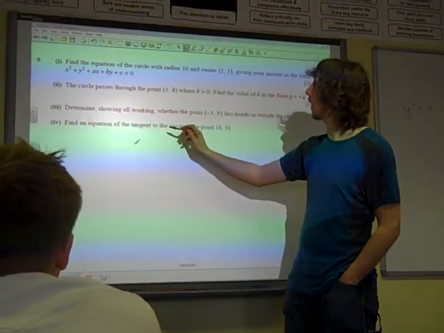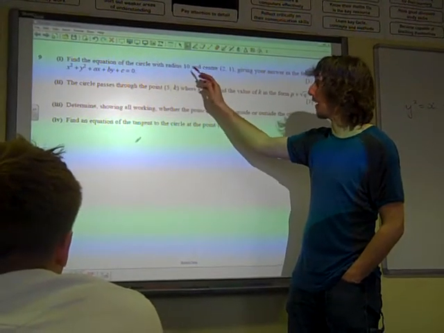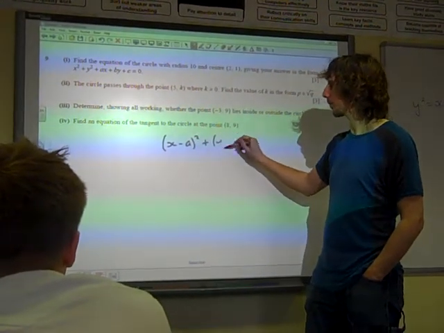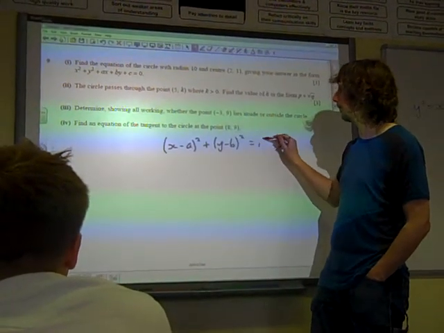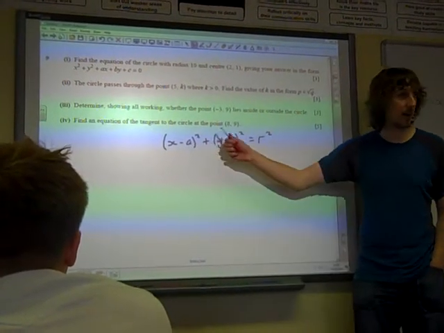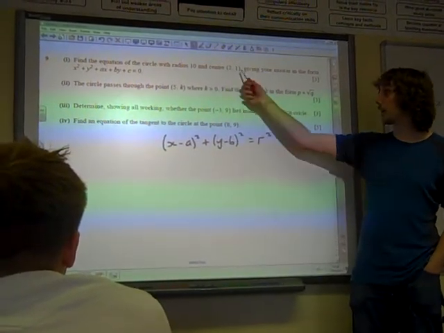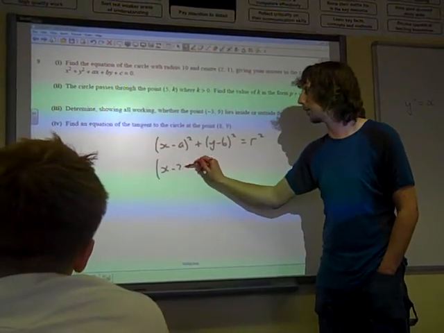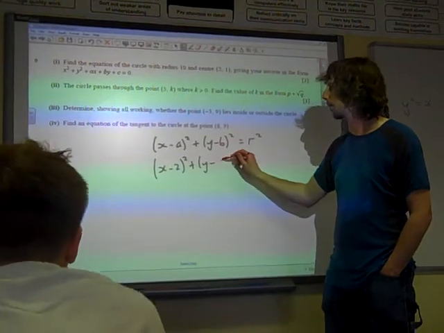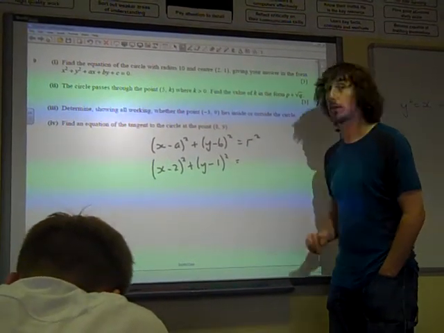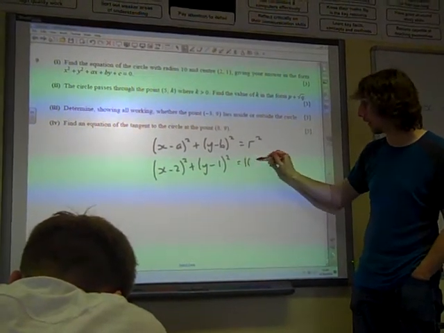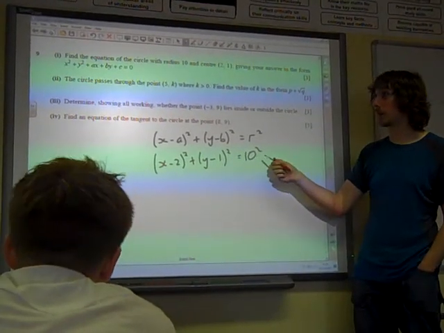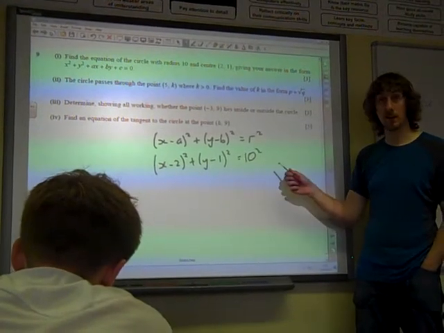If it's got radius 10 and centre (2, 1), we know this form. We've learned this form, and that is the centre and the radius there. So if the centre is (2, 1), we can just replace a and b: (x minus 2) squared plus (y minus 1) squared, and the radius is 10, so 10 squared there. That's it. That is the equation of the circle, centre (2, 1) with radius 10.